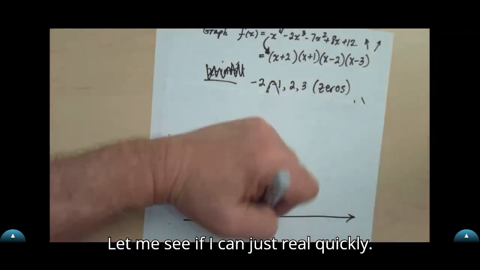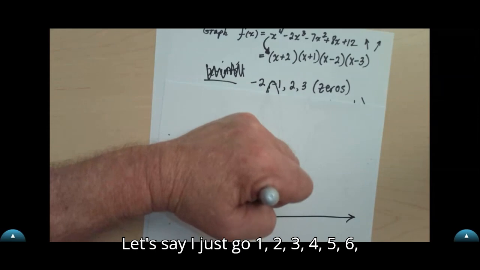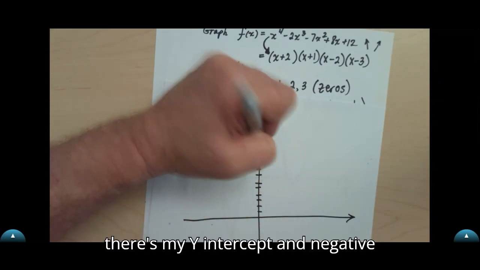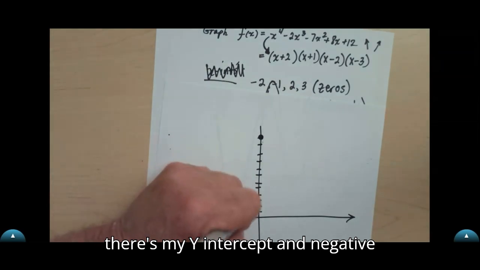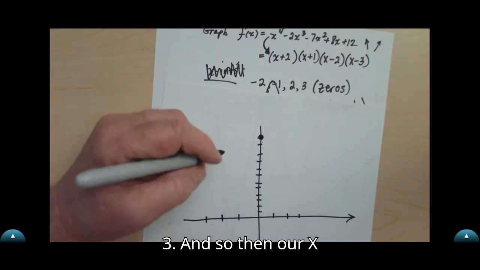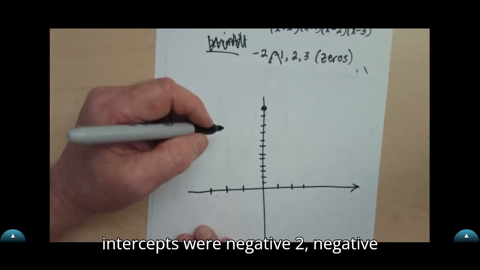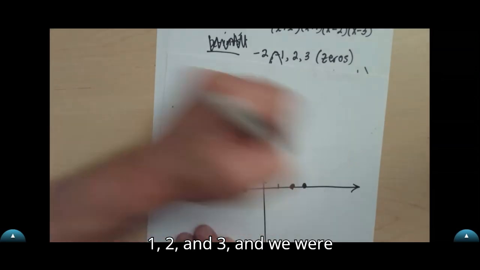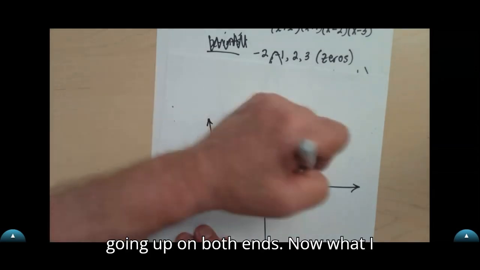Let me see if I can just real quickly. Let's say I just go 1, 2, 3, 4, 5, 6, 7, 8, 9, 10, 11, 12. Okay, so there's my y-intercept. And -1, 2, 3, +1, 2, 3. And so then our x-intercepts were -2, -1, 2, and 3, and we were going up on both ends.